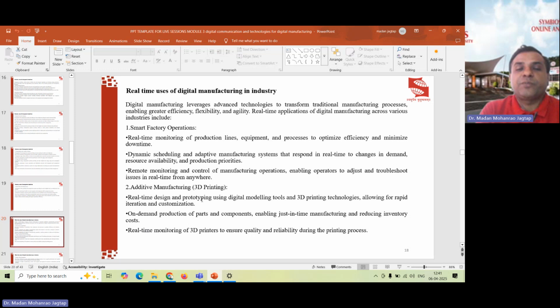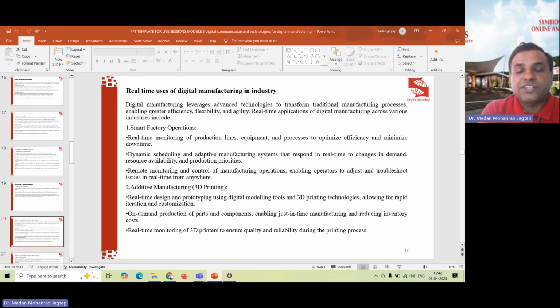So real-time monitoring of production lines, equipment and processes to optimize efficiency and minimize downtime. Dynamic scheduling and adaptive manufacturing systems that respond in real time to changes in demand, resource availability and production priorities. Remote monitoring and control of manufacturing operations, enabling operators to adjust and troubleshoot issues in real time from anywhere. That we can do in the smart factory with the help of digital manufacturing.